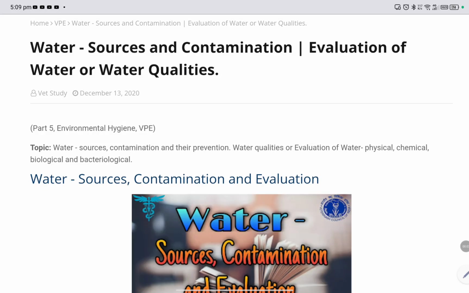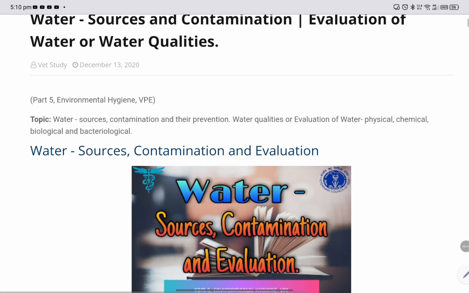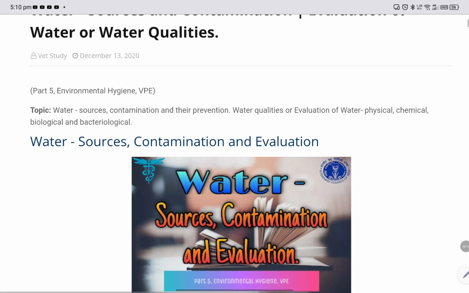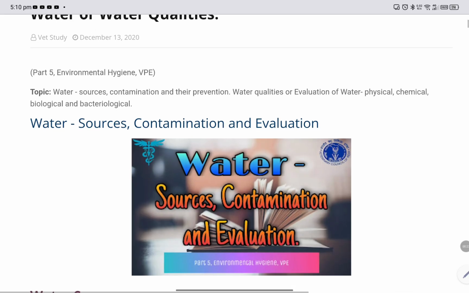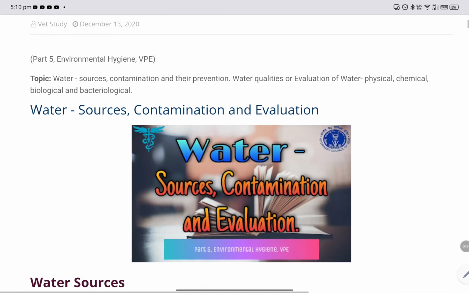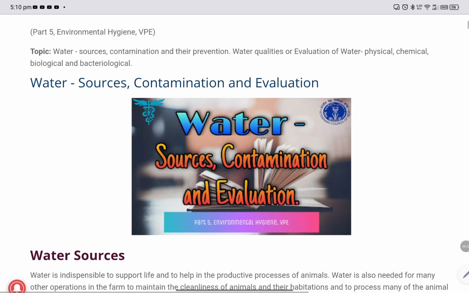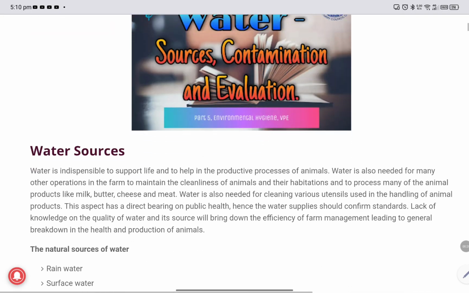Water sources and contamination, evaluation of water or water quality. Topic: water source contamination and their prevention. Water quality or evaluation of water: physical, chemical, biological and bacteriological. Water source contamination and evaluation.